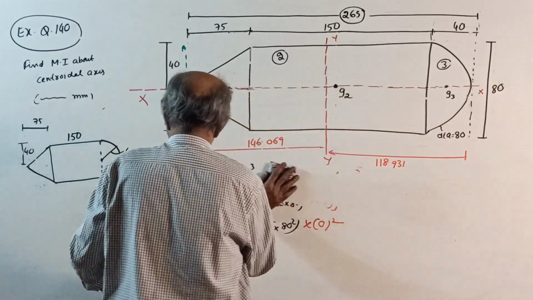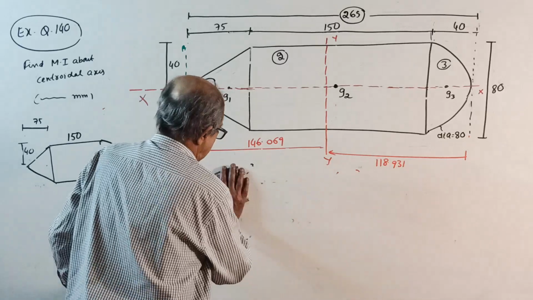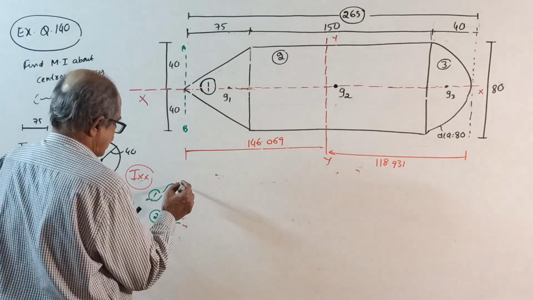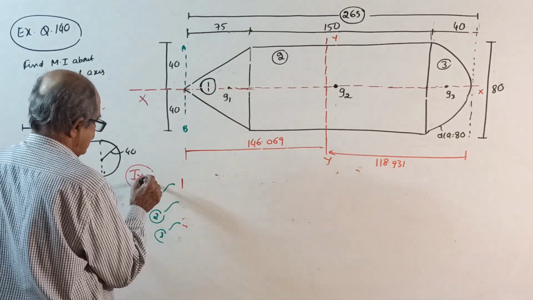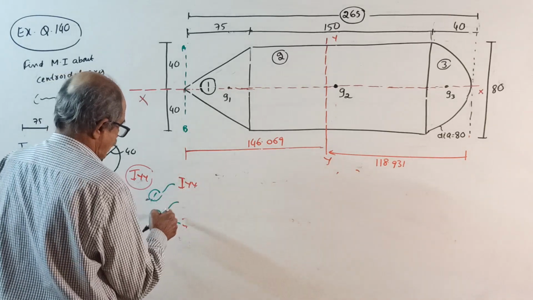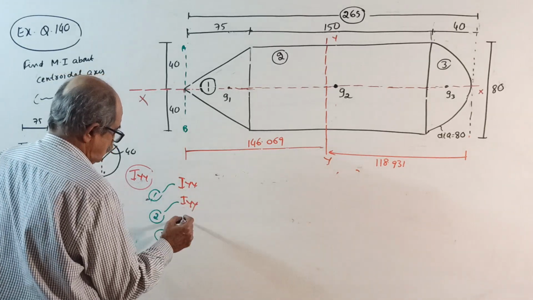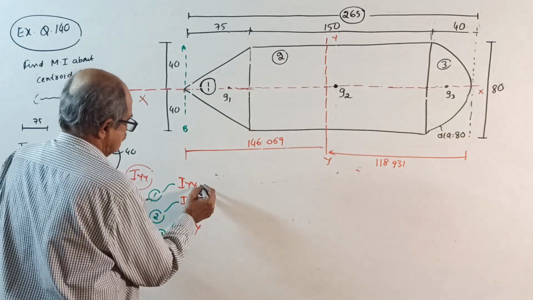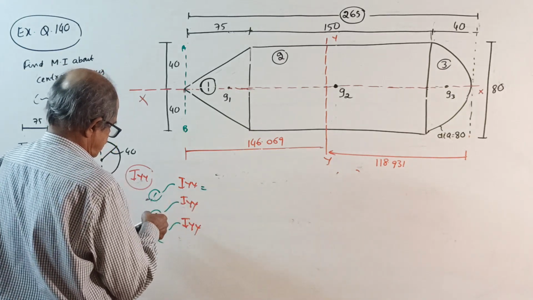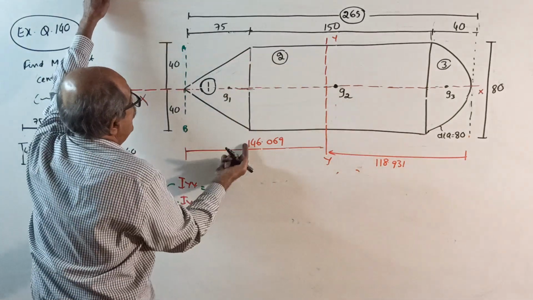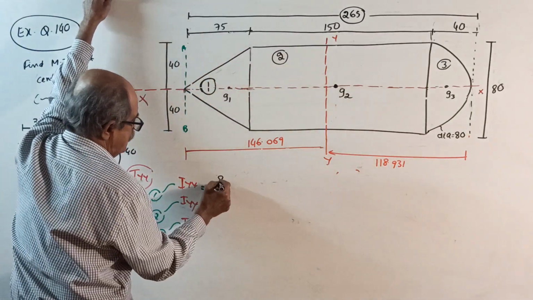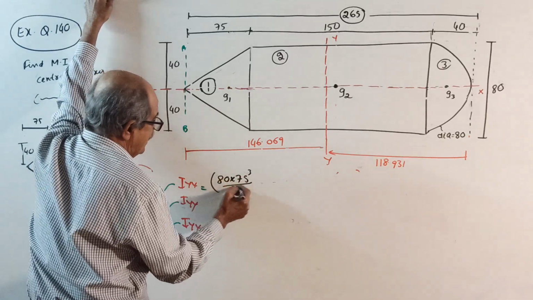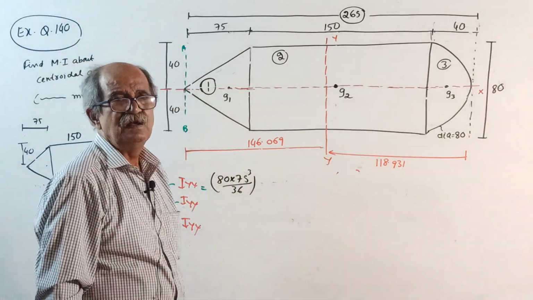Now onwards, I will do it a little fast. I won't waste time unnecessarily, because all are exercise questions. IYY. I for YY. IYY for 1. IYY for 2. IYY for 3. Saving the ink. Okay, for 1: 80 into 75 cube divided by 36.